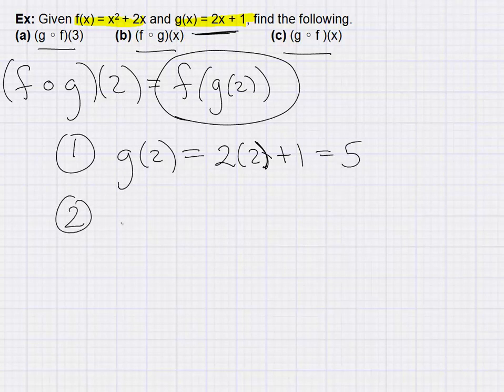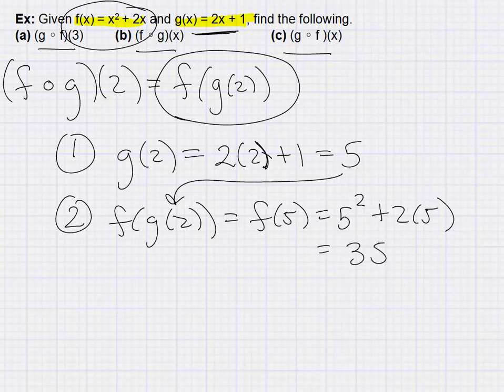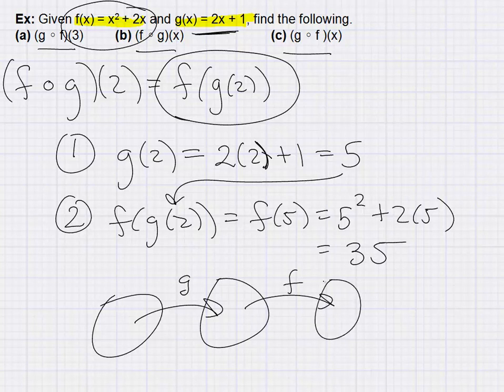So then I have to find f of g of 2, which is really f of 5. If I look at what f is, I'm going to do 5 squared plus 2 times 5. So I get 25 plus 10, 35. So if I do g first, then f second, I'm going to go 2 to 5 to 35. Or 2 can go to 35 using f of g of 2.